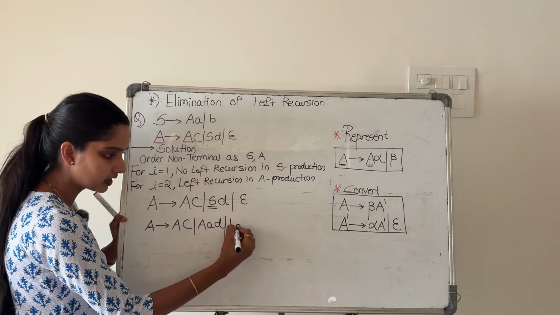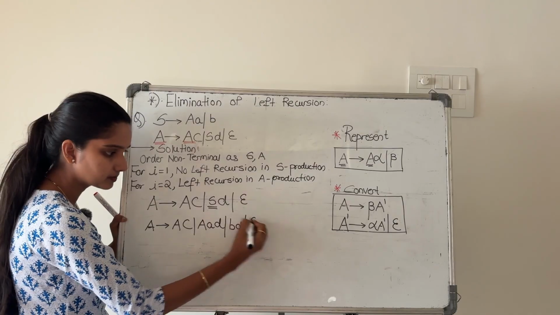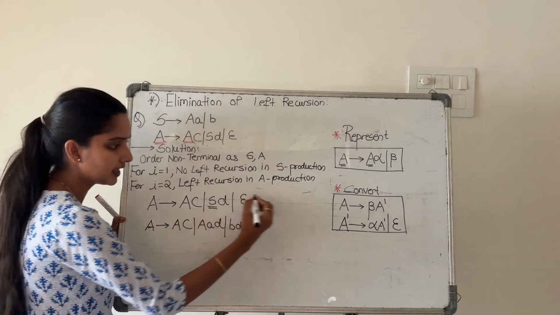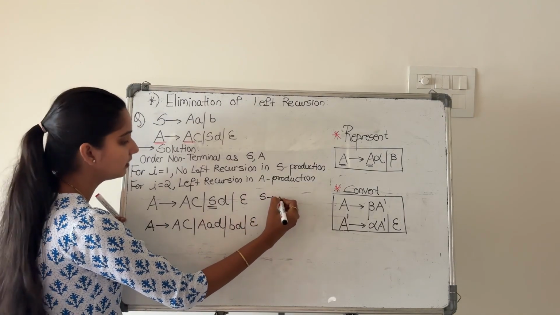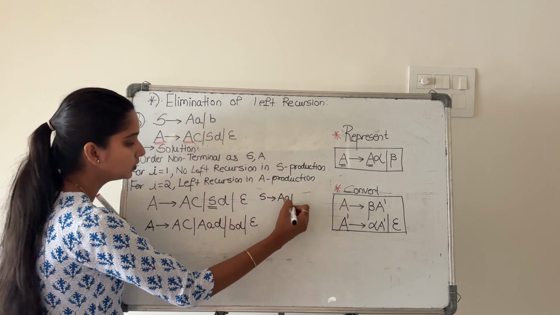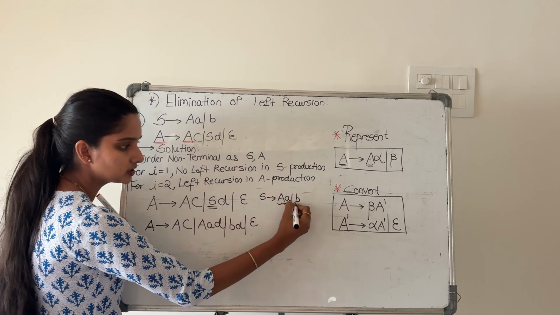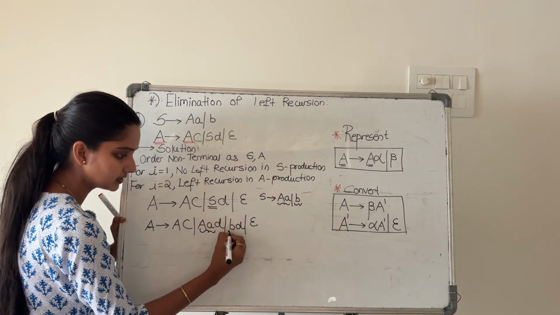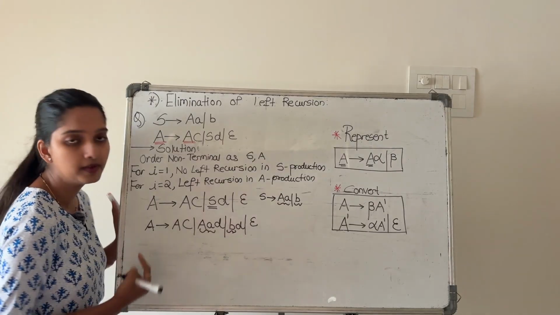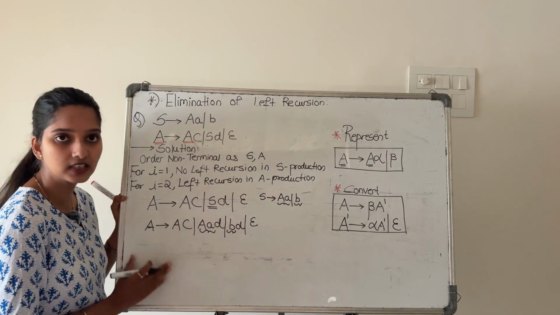So this D will come as it is and there comes my epsilon. Okay, so this S we have represented into this form, this first and second. So this is my S and this is my S. Your D will come as it is. Okay, I hope this is clear to you all.